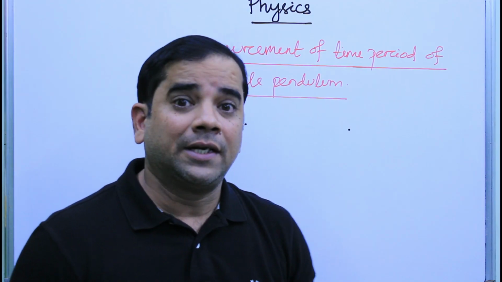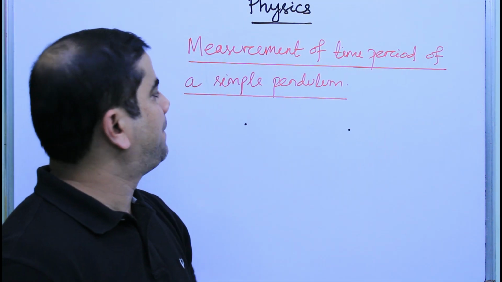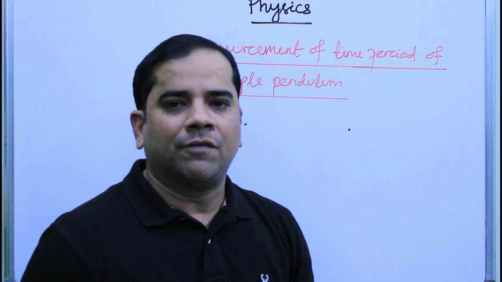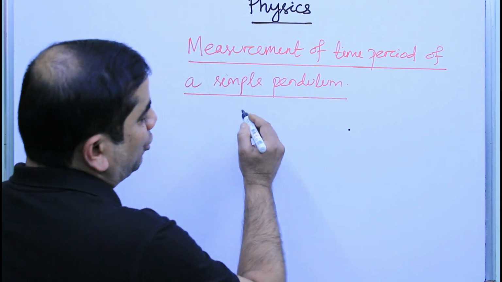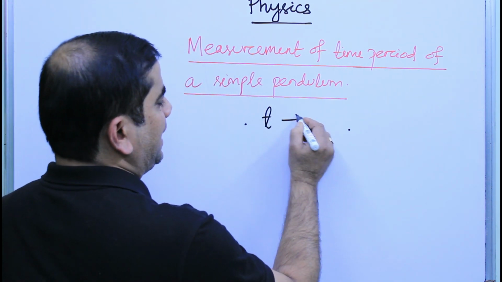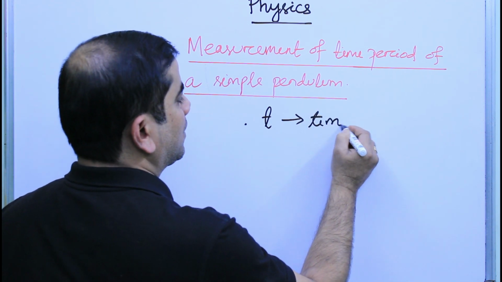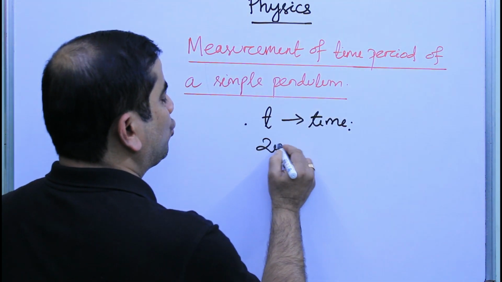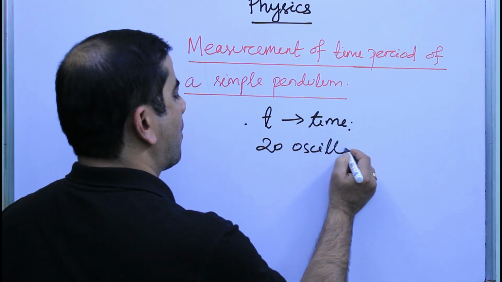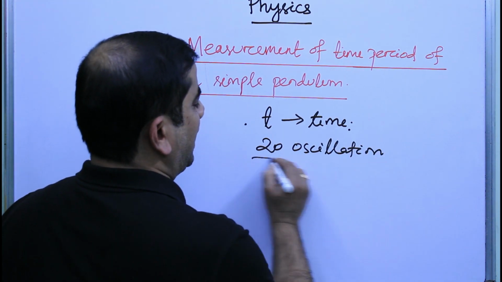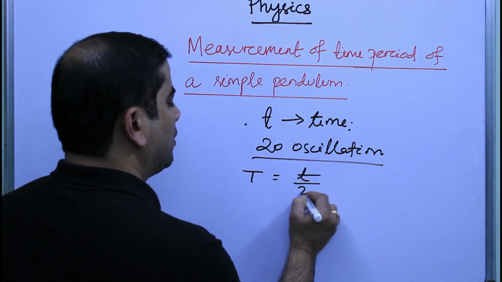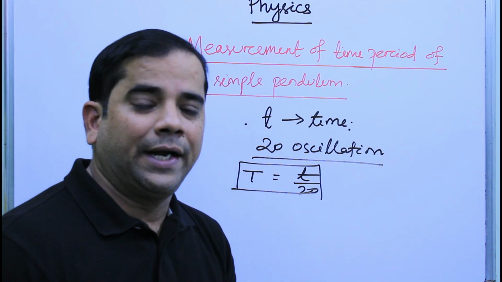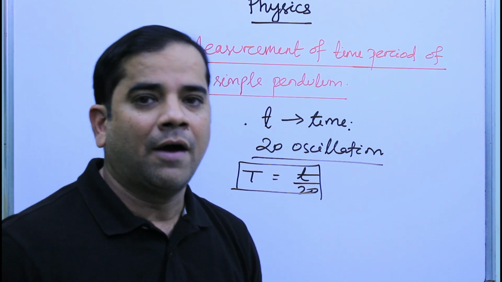Okay. Students, let us now discuss the measurement of time period of a simple pendulum. For this, what can we do? We can go for an experiment. We need to fix a time T and we can go for 20 oscillations. Okay. So what would be the time period? Time period would be T by 20 and we need to do it for different lengths of the pendulum.